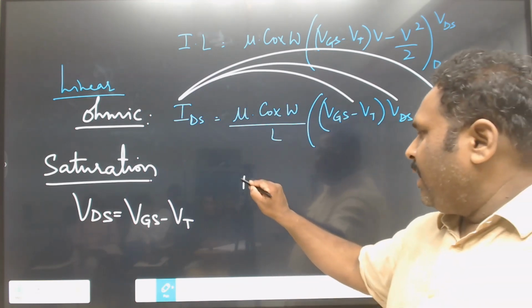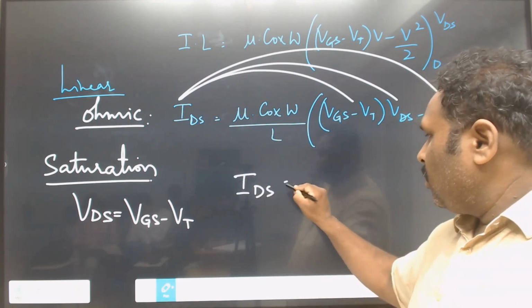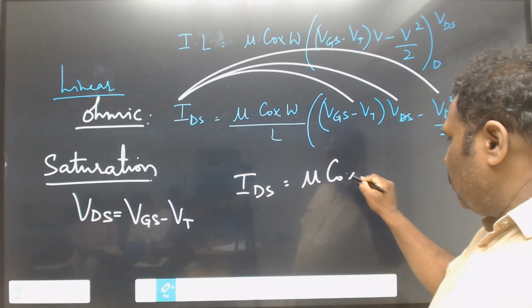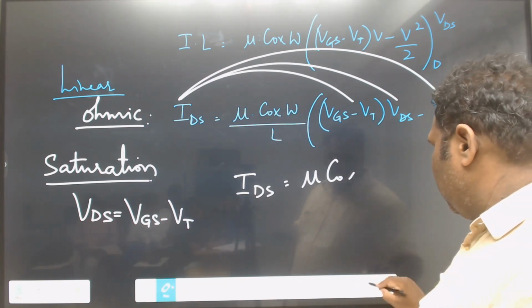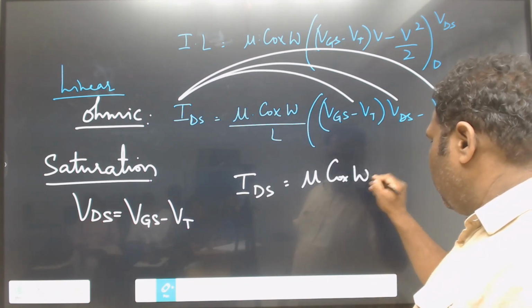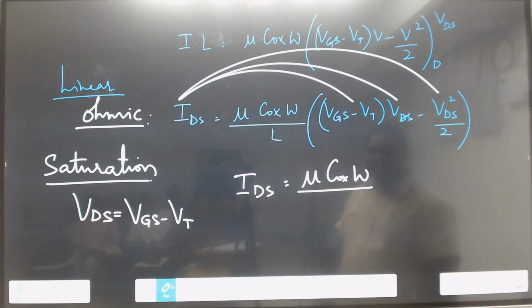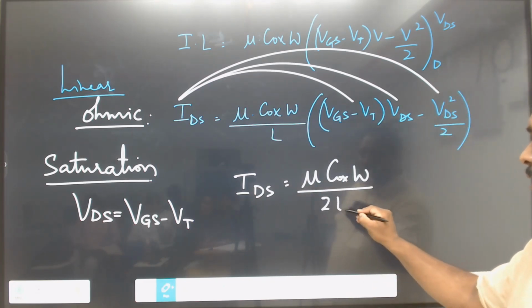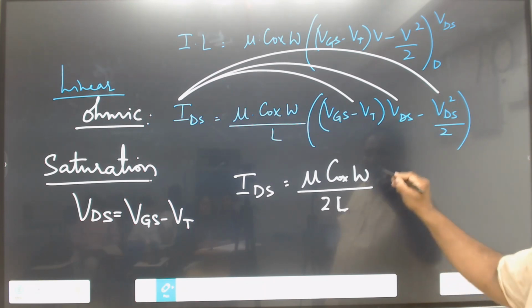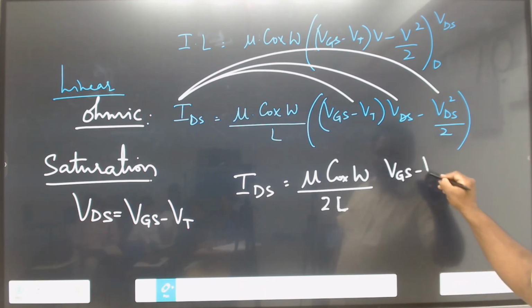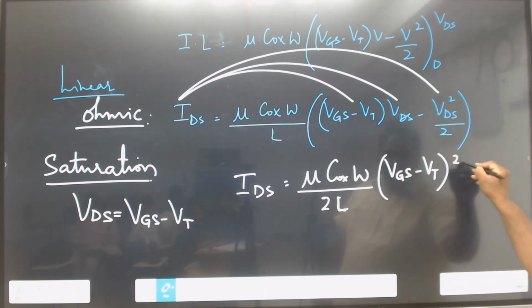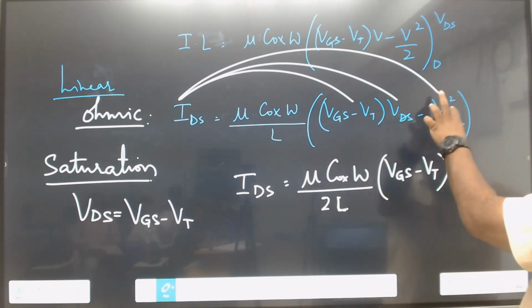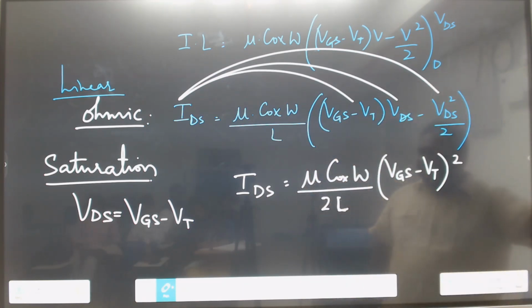Then what is your IDS? Mu COX into W by 2L into VGS minus VT whole square. You following? I said 20 minutes, you finished off in 7 minutes.